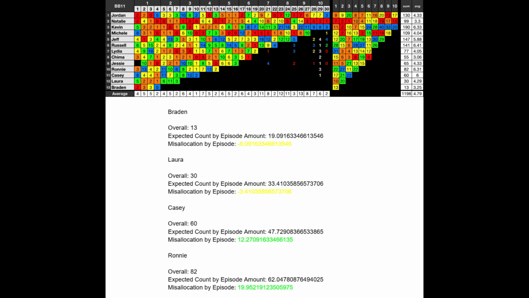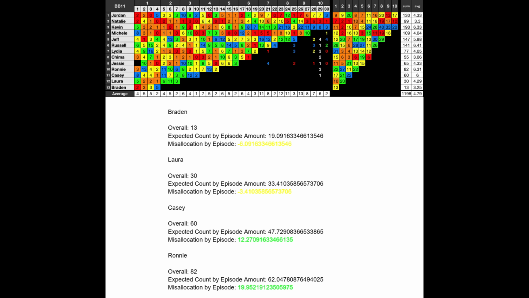Laura got 30 diary rooms during her time on Big Brother, and the expected count by episode amount for her is 33.41, causing her to have a negative 3.41 misallocation, which is pretty damn close to a perfect distribution amount. Casey got 60 diary rooms, and his expected count by episode amount is 47.72, causing a misallocation by episode amount of 12.27. So he just got out of that perfect range where he's a bit over edited.